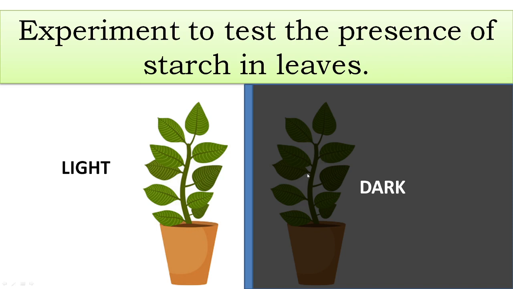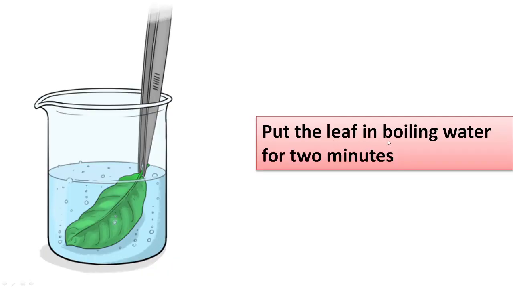After 72 hours, what you need to do is pluck leaves. We take a leaf from the plant which was kept in the light, and we take a leaf from the plant which was kept in the dark. And then what we need to do is put the leaf in boiling water for a couple of minutes.